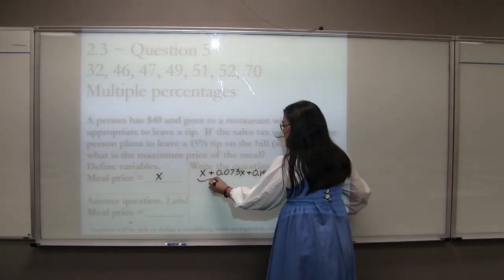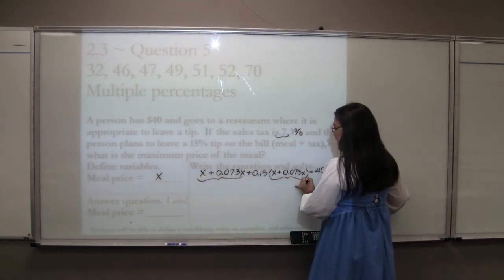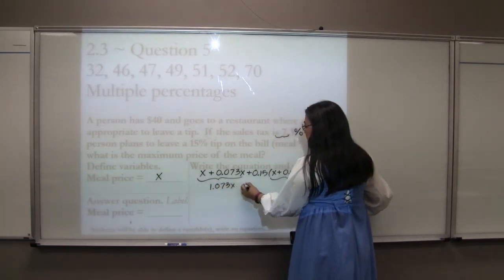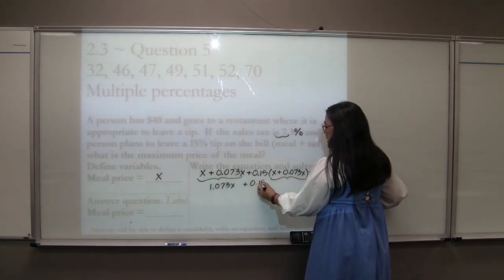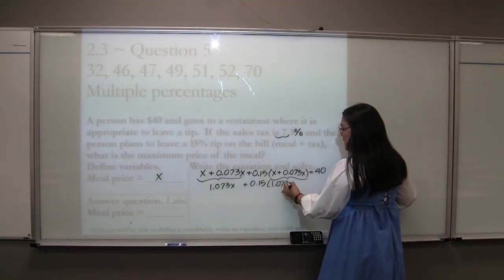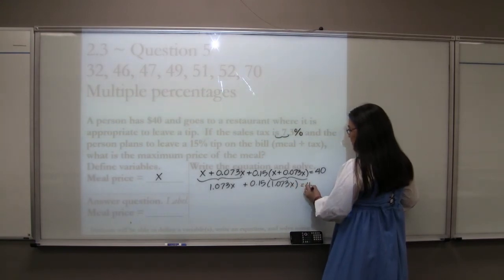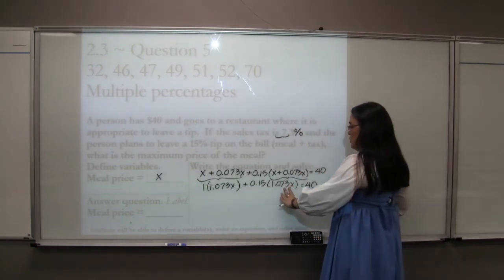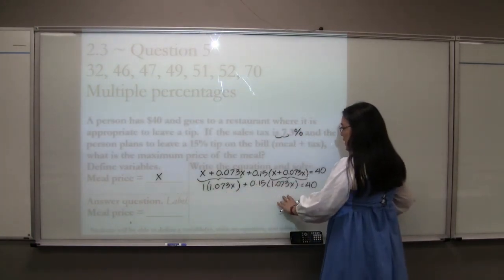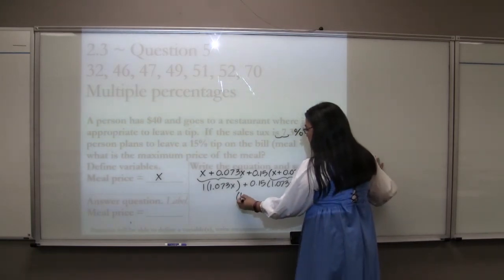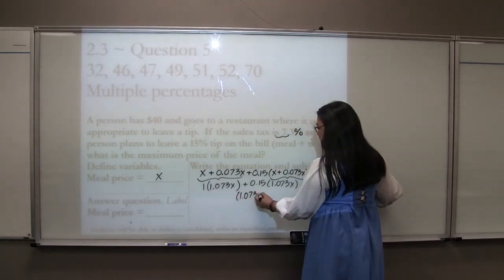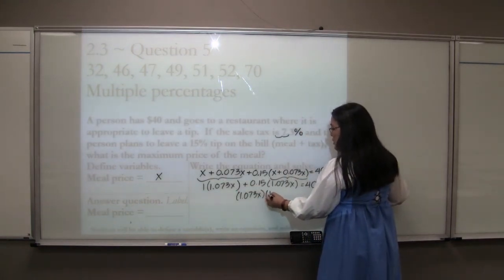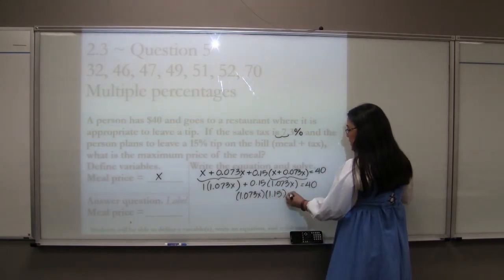We can combine like terms here, and we can combine like terms here. This will give us 1.073x, which is the same as this 1.073x. This is here one time, and we're going to use factoring, which means since they both have a 1.073x, we're going to have the 1.073x, and what's left is 1 plus 0.15, which is 1.15, equals 40.